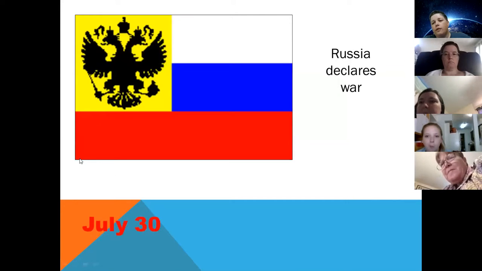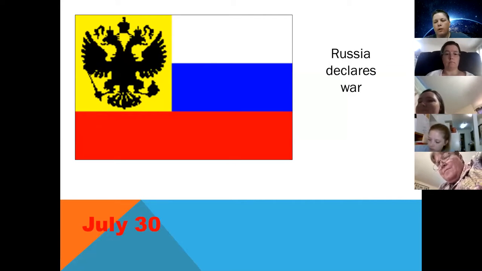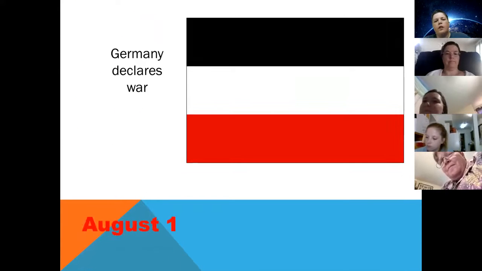July 30th, Russia declares war. Now, why do you think that Russia would have declared war? Think back, who did they declare war on? Austria-Hungary. They were in alliance with Serbia. Yep, they were allied with Serbia. Perfect. So August 1st, Germany declares war. Why would Germany declare war? That's their alliance with Austria-Hungary.